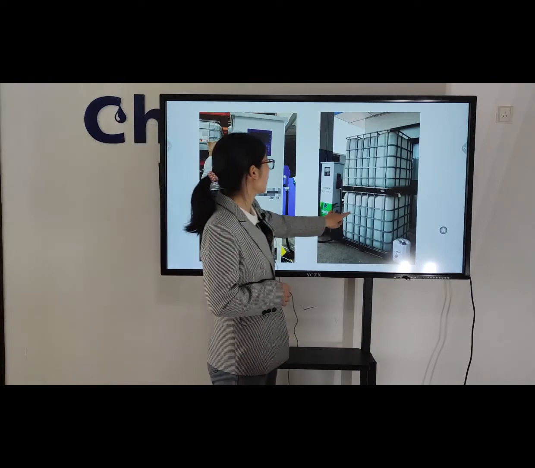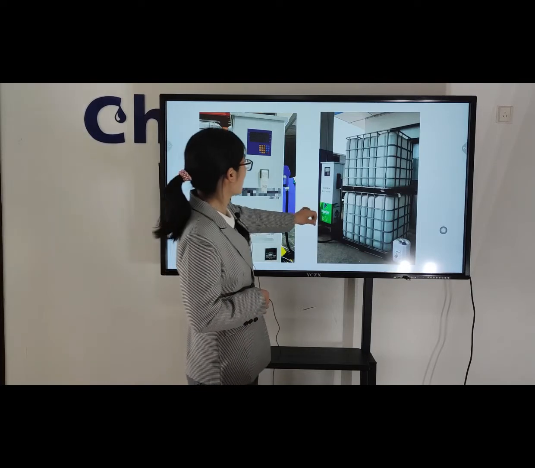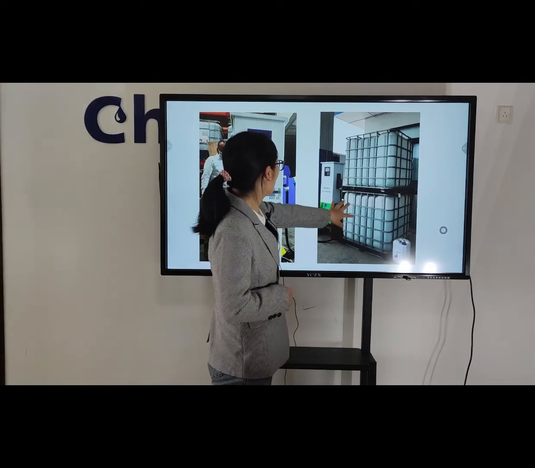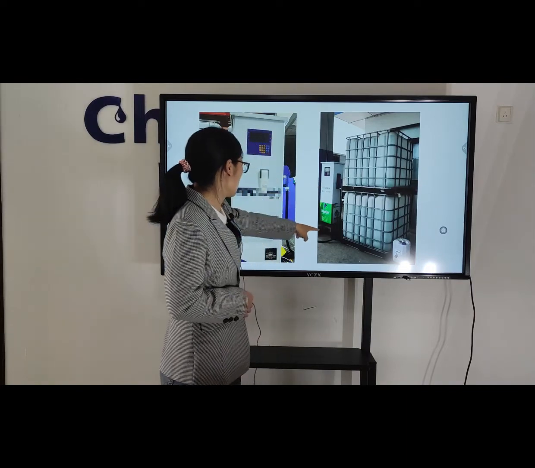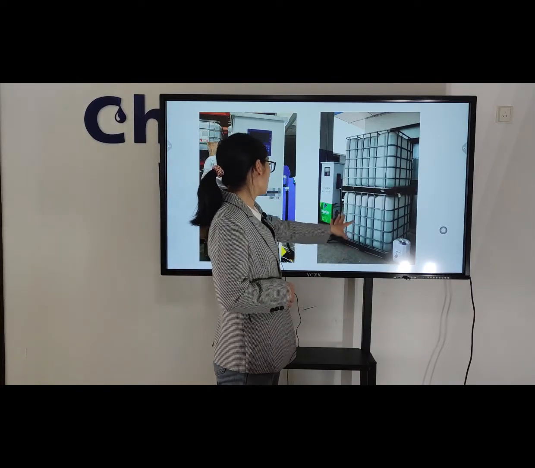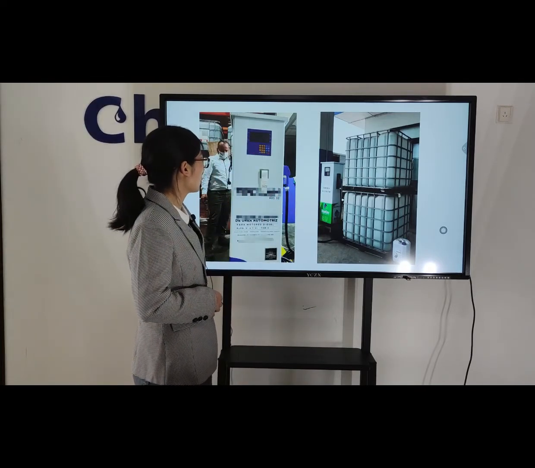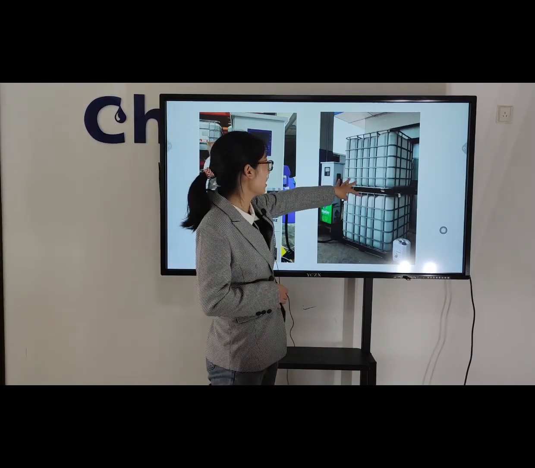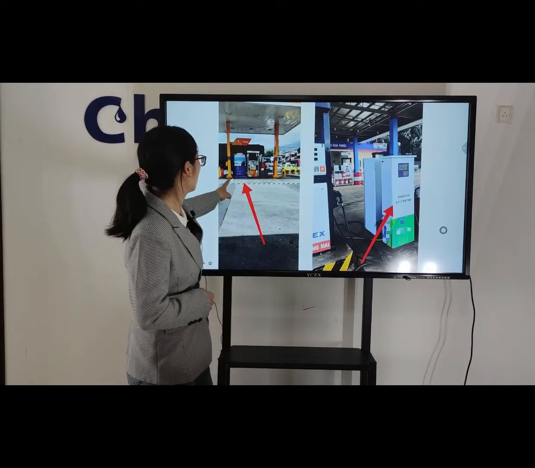Okay, here's another case in Southeast Asia, for another client. This filling machine is just put beside the IBC drum, which is very convenient. That is also at a gas station, beside the gas station, like this one.